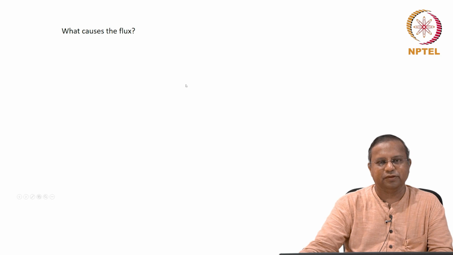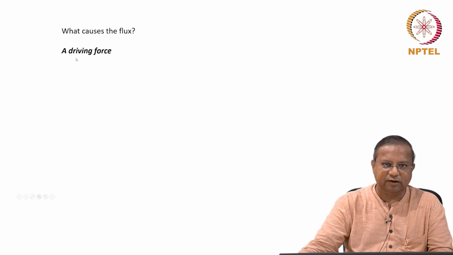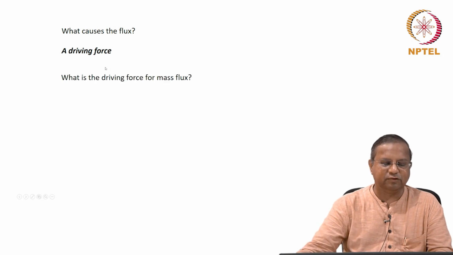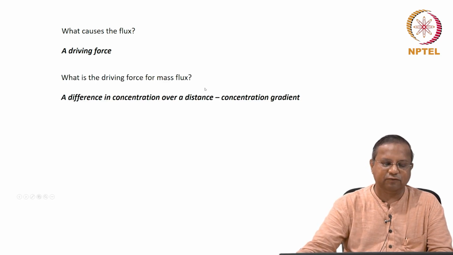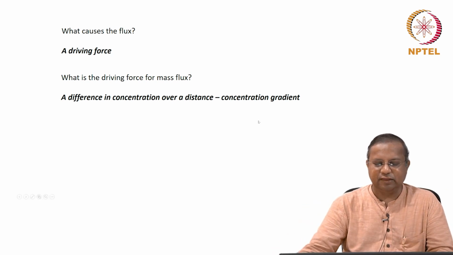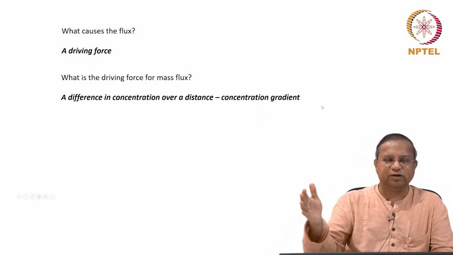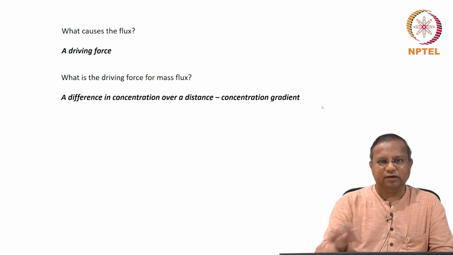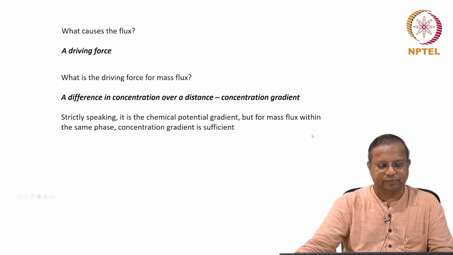Okay. This is a very classic experiment. There must be videos that you can watch of this experiment. You could try that. So, what causes this flux? I think I have given you the answer already. A certain driving force, you can look at this as a driving force. What is the driving force for mass flux? A difference in concentration over a distance, right? That is actually called the concentration gradient. The variation in concentration over a certain distance is the concentration gradient.